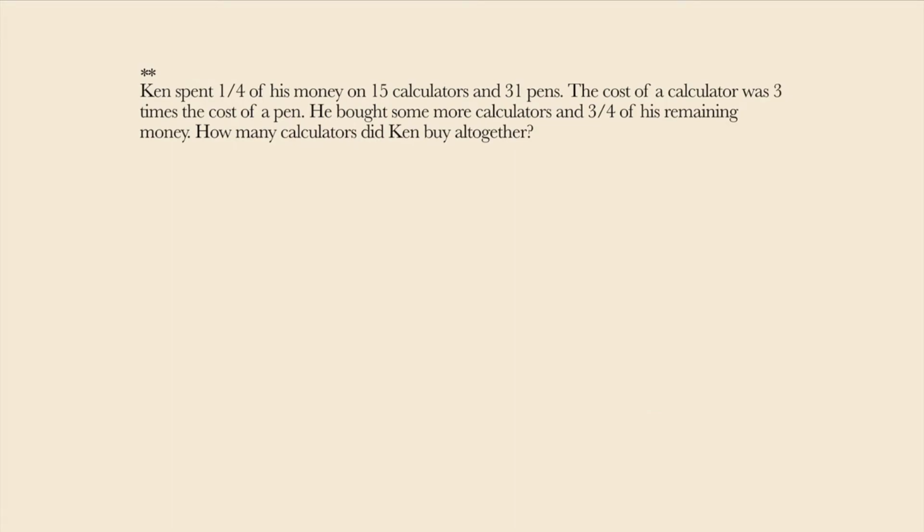Ken spent 1/4 of his money on 15 calculators and 31 pens. Wow, straight away the question looks pretty scary because we have 2 unknowns here. Next, the cost of a calculator was 3 units and the cost of a pen is 1 unit. Wow, that's a relief. Okay, so we can assign units now and we just work with units. We don't have to work with 2 unknowns.